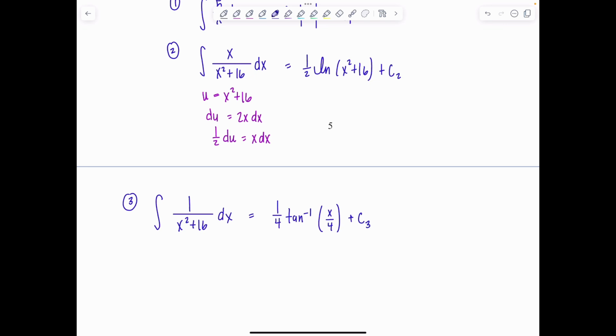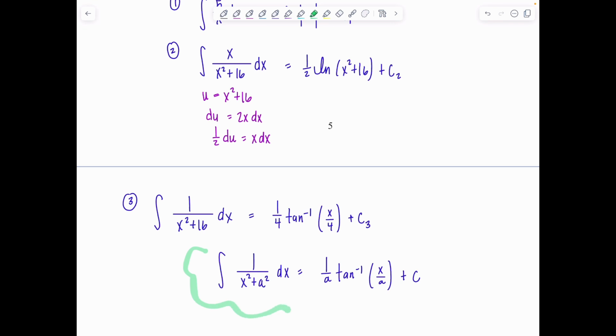So the common form to memorize is when you have 1 over x squared plus a squared dx, it ends up being 1 over a tan inverse x over a plus c. Okay? That's just something to put in the memory bank if it's not there for some reason.